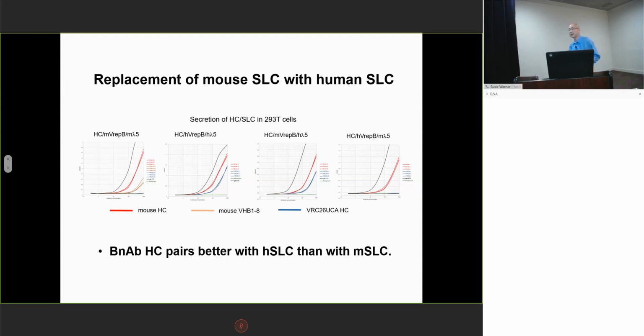So that means, at least based on this in vitro assay, if you express bnAb heavy chain with mouse surrogate light chain, they don't pair well. But if you use human surrogate light chain, they can associate, and that provides us with a potential way of solving this problem. That is, if you replace the mouse surrogate light chain in the knock-in mice with human surrogate light chain, maybe you can solve this problem or reduce it to some extent. So that's one thing we're testing.